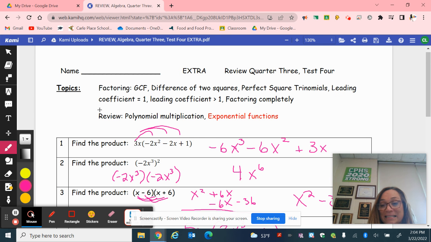Okay? Constant rate is linear. Doubling, tripling, quadrupling, that's exponential.